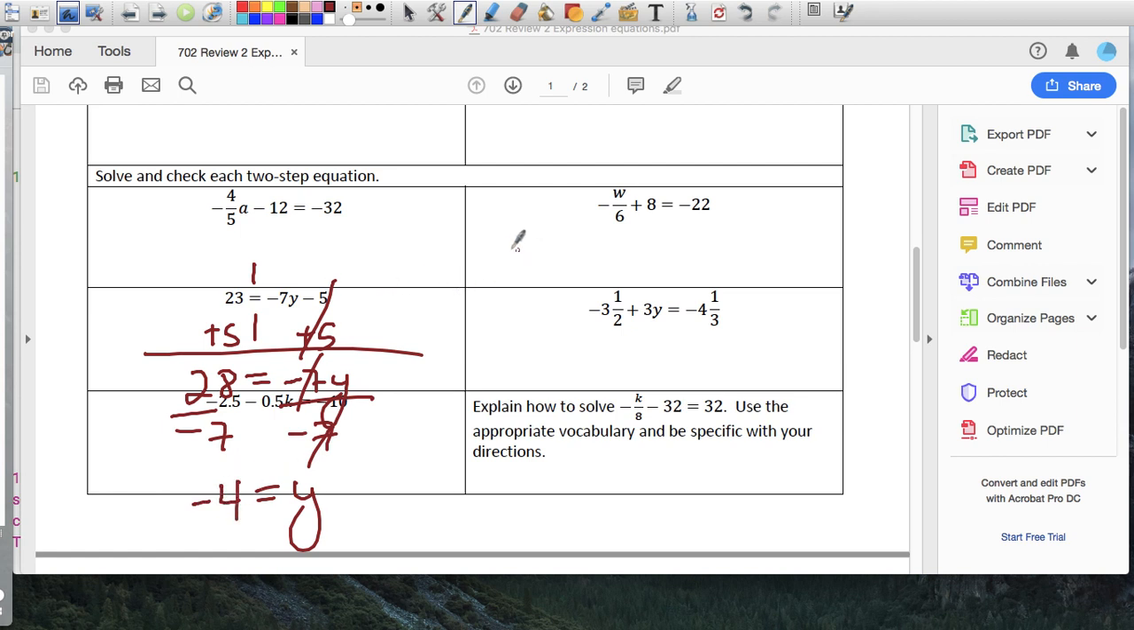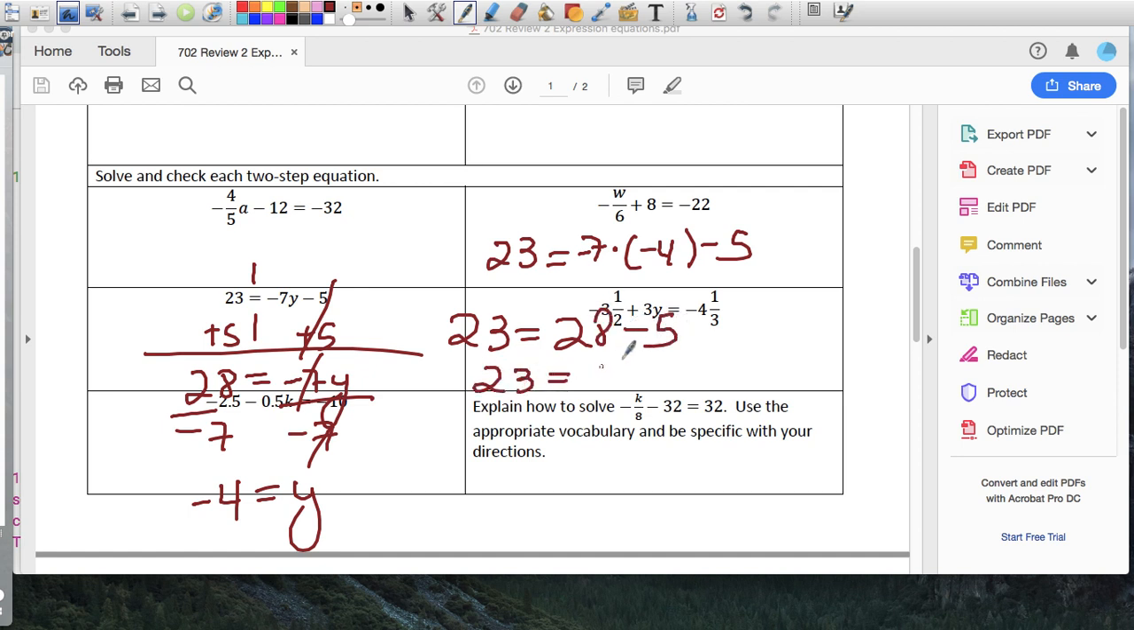If I substitute, I get 23 equals negative 7 times negative 4 minus 5. 23 equals, a negative times a negative is a positive, 7 times 4 is 28 minus 5. 23 equals 28 minus 5, which is 23. And you can say that both sides are equal. So that's pretty much your guide.